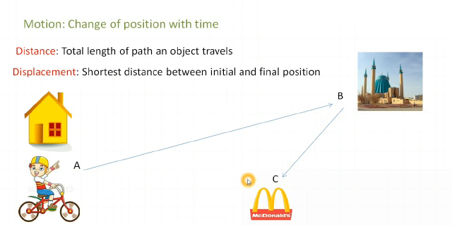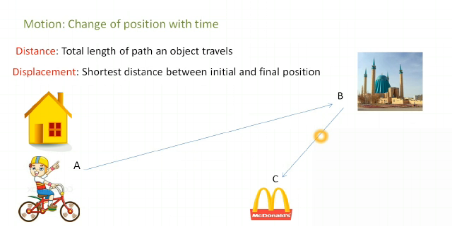Now in this case, what is the total distance covered by this boy? When I say distance, I mean the entire length of this path which he covered. So what was the path followed by the boy? First he followed this path from home to mosque, it means A to B, AB. Then he followed this path from mosque to McDonald's, that is BC. So when I talk of distance, as I mentioned before, it is the total length of the path.